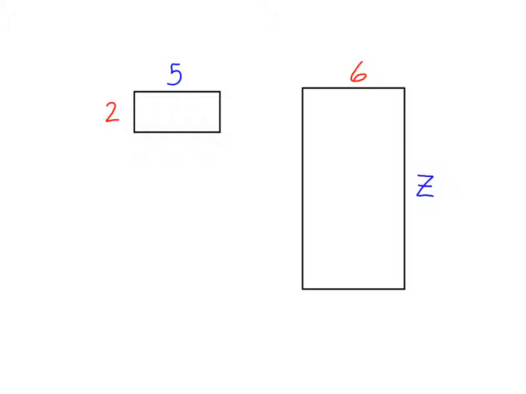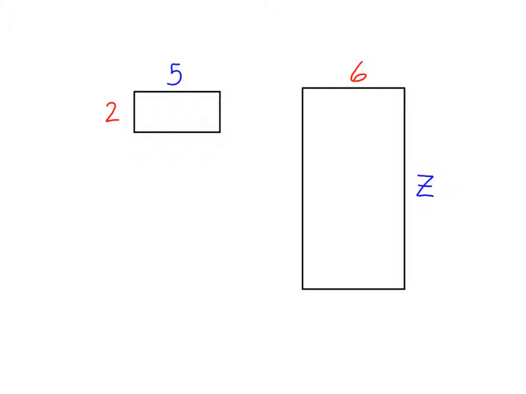Your shapes don't always need to be triangles. They can be any figure as long as you're told that they're similar. And so we have two rectangles here, and I'm telling you they are similar, and we're going to find out how long Z is. You may already know just by logic, but we're going to practice setting up ratios for when these problems become more difficult.